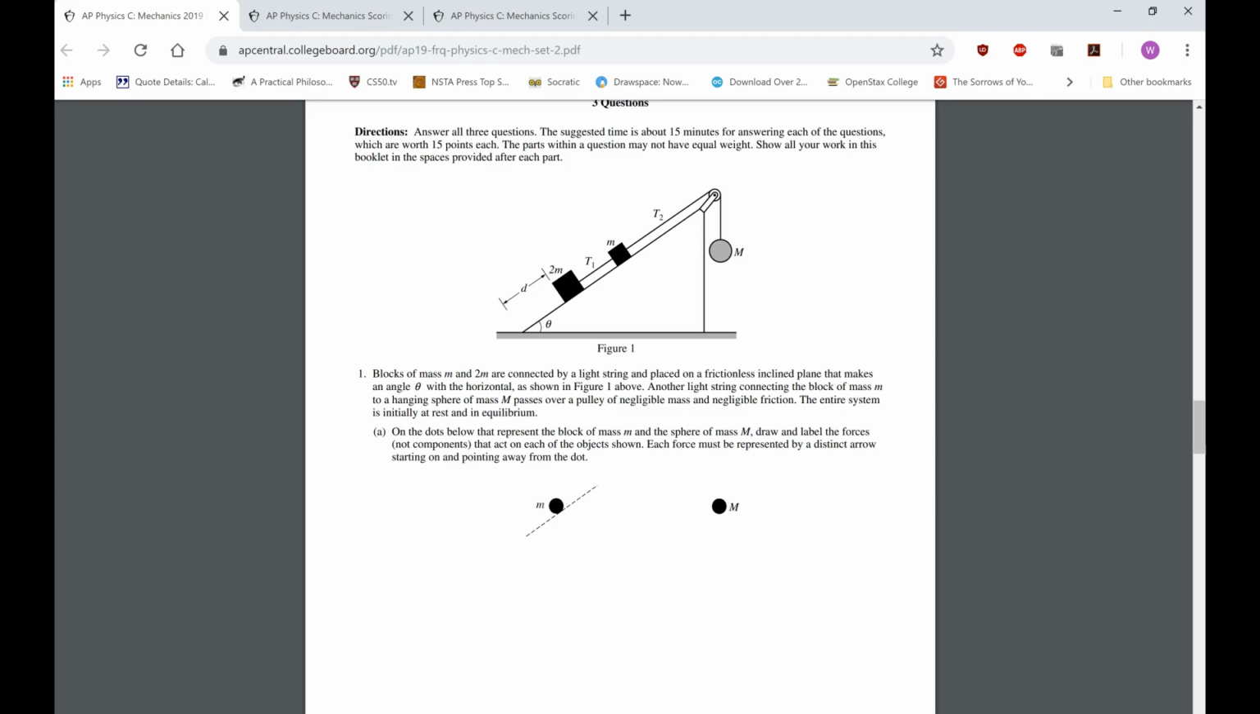We're told that we have these two blocks of mass m and 2m connected by a light string and placed on a frictionless inclined plane that makes an angle theta with the horizontal, as shown above. Connected by a light string to the other mass m, a hanging sphere of mass m that goes over a pulley of negligible mass and negligible friction. The entire system is initially at rest and in equilibrium.